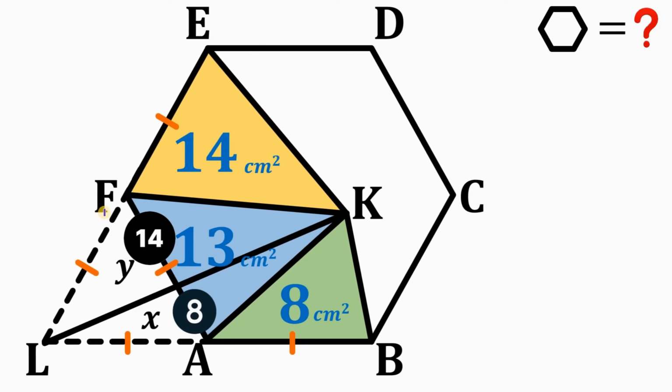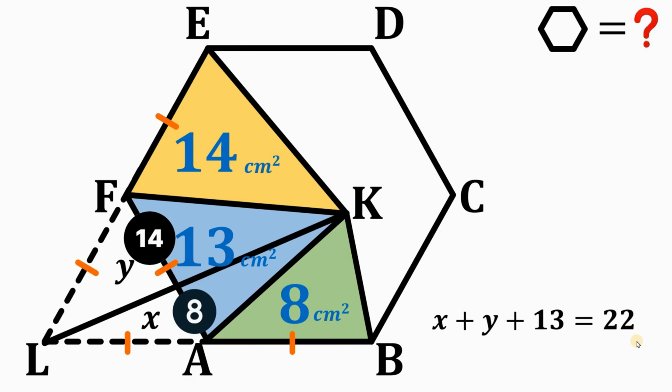because the area of this quadrilateral FKAL can be written in 2 different ways. The first one is the sum of x, y, and 13. And also, we can rewrite the area of this quadrilateral FKAL as the sum of 14 and 8. Therefore, we can say that x plus y plus 13 equals 14 plus 8. Now, 14 plus 8, this is just 22.